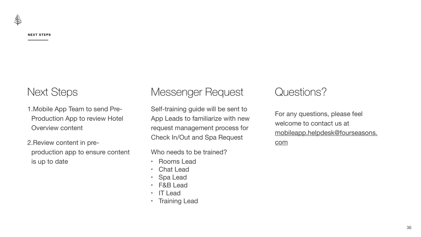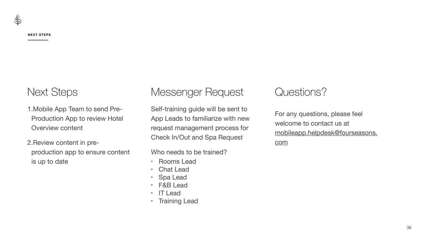So in terms of next steps, the mobile app team will be sending a pre-production app to review hotel overview content in May. And we ask that you review content in the pre-production app to ensure content is up to date. We'll be sending this PDF slide to you after the call, around 10 p.m. tonight, so that you will have a list of people that you can contact in case you need to update any of the content.